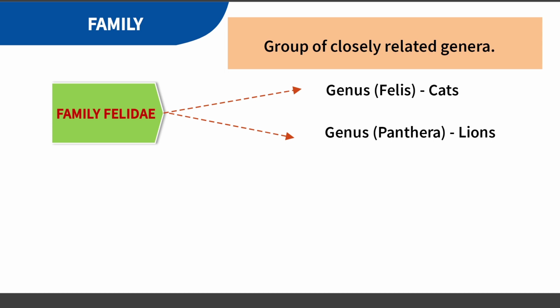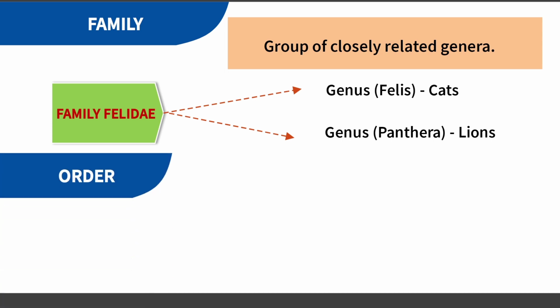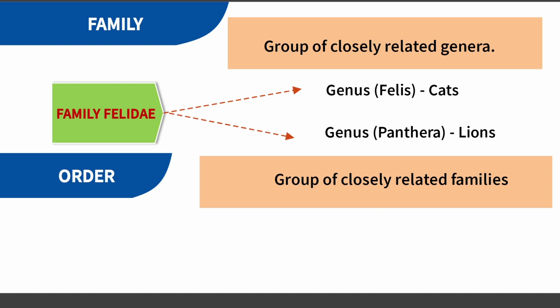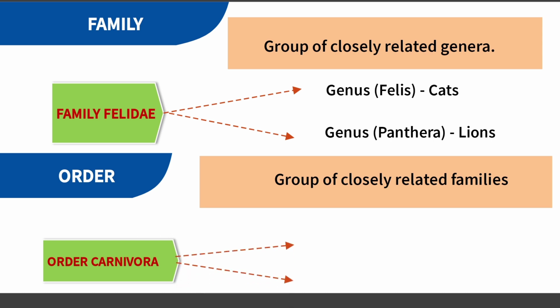And the next category, order. So here what will be the definition? Closely related families will come under this order. If you see the example, order Carnivora. Carnivora means flesh eating. If you see there, two types of families will come in that order Carnivora. That is family Canidae, another one is family Felidae. Felidae you already know, it is a cat family. Canidae means it is a dog like family. So that is what comes under Canidae. And next one.